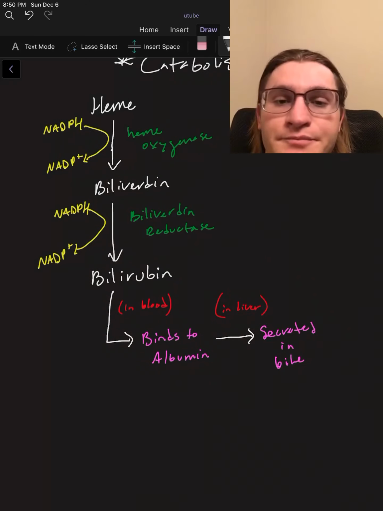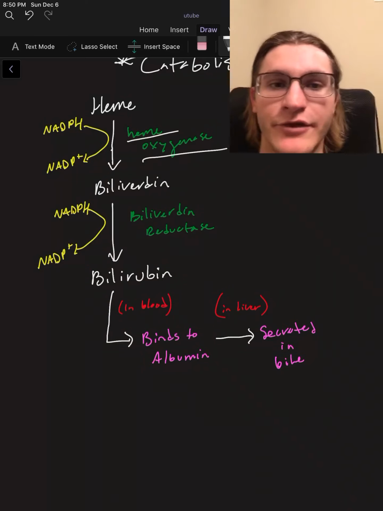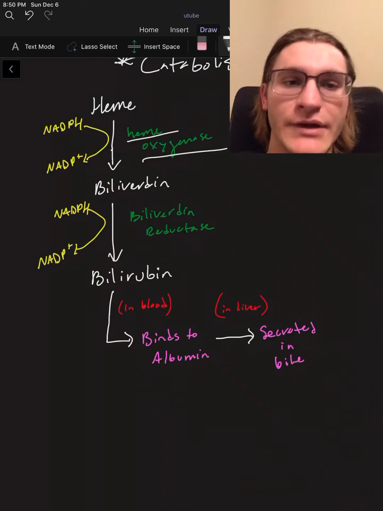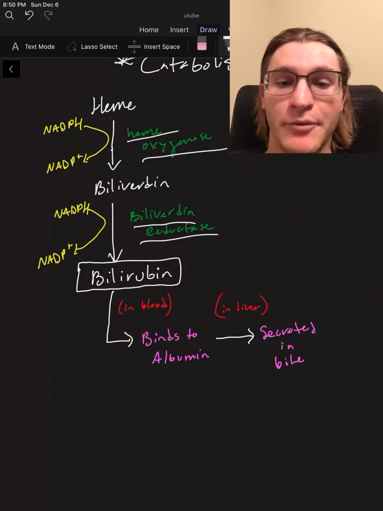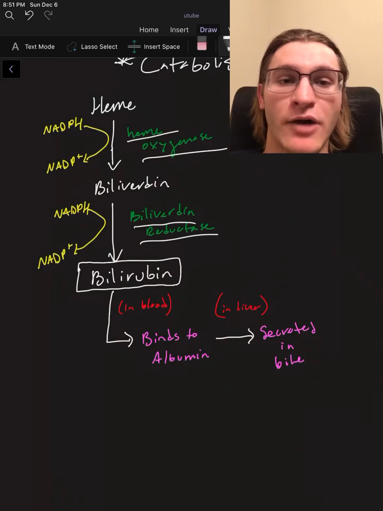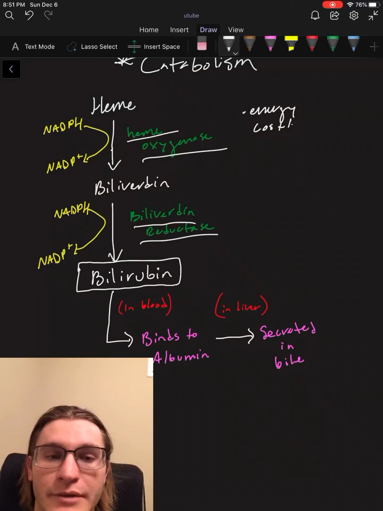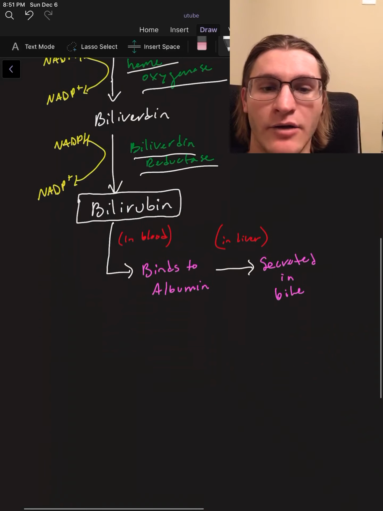So heme is going to go through heme oxygenase. That's going to be the first enzyme, and this is going to be really energy costing. So it took energy, and then we're going to make biliverdin. Biliverdin reductase is going to make our bilirubin. So pretty easy, simple pathway. This bilirubin is going to go in the blood, and it's going to bind to albumin. So I'm writing up here that's energy costly. And so it's going to bind to albumin.